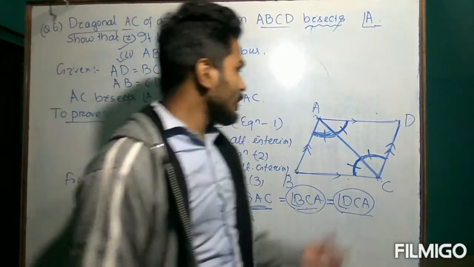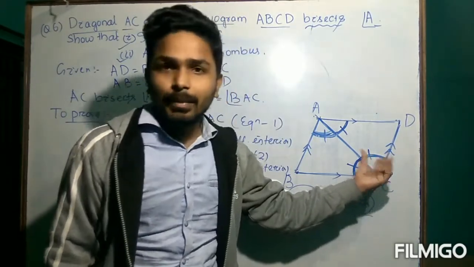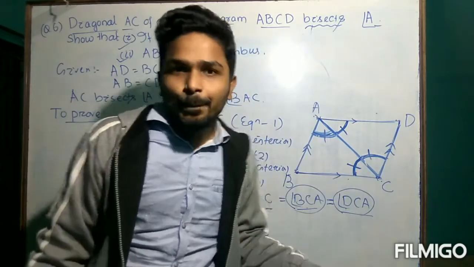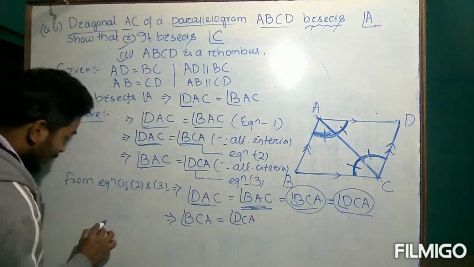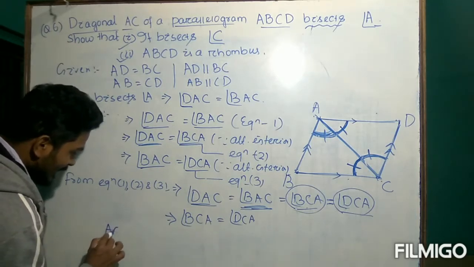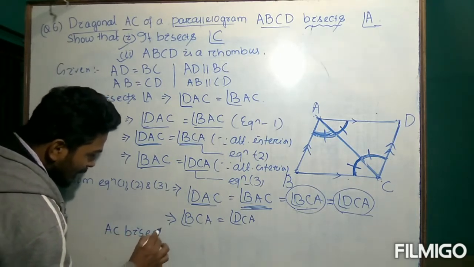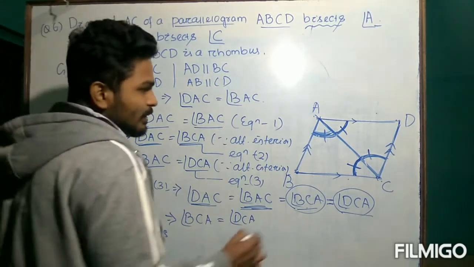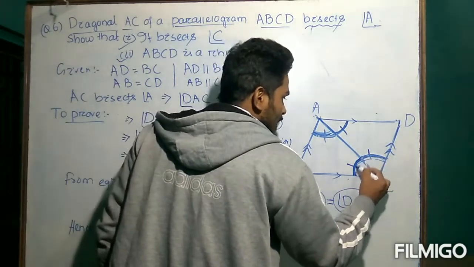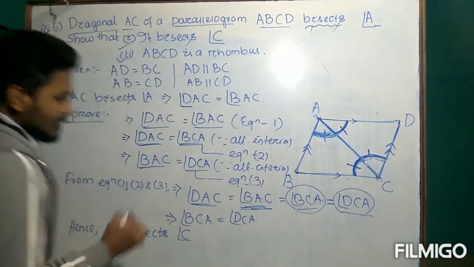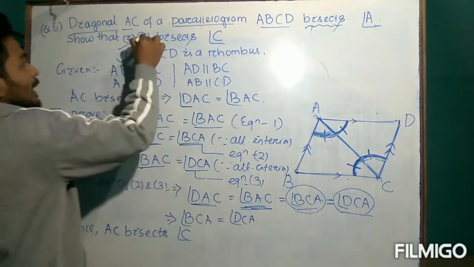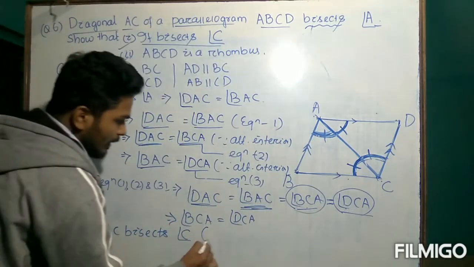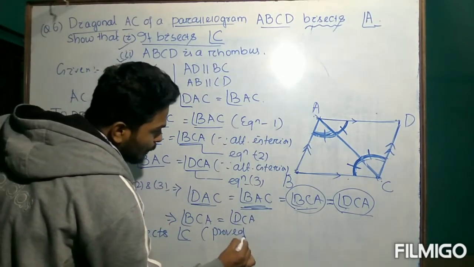So now we have found that this half is equal to this half. It means this line AC bisects the angle C. So we can write now that AC bisects, hence AC bisects which angle? This angle C into 2 equal halves, this half and this half. Do you understand it? We also have to prove that the AC diagonal bisects C, and here we have proved it. And it is now proved.